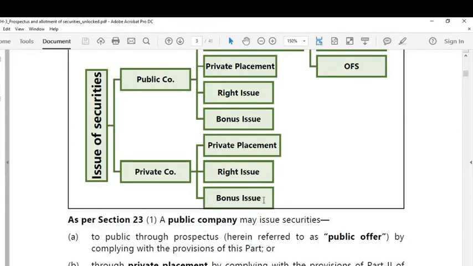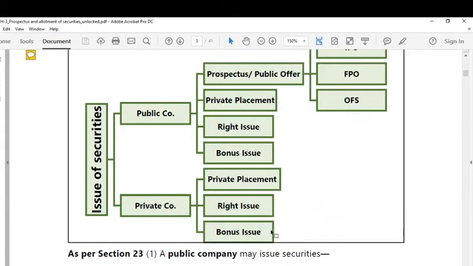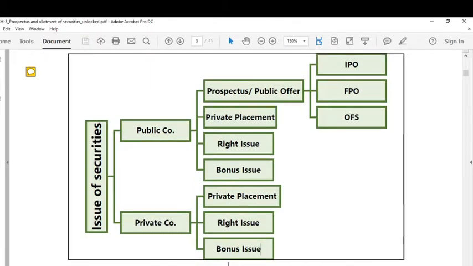So dear students, this is a very important topic that is likely to come in your examination. If the examiner wants to test the student's broad view of the issue of securities by a public company or by a private company, he is likely to ask this question. So you have to be very thorough with this simple and beautiful diagram, which will ensure you do not miss even a single point while answering the question asked.